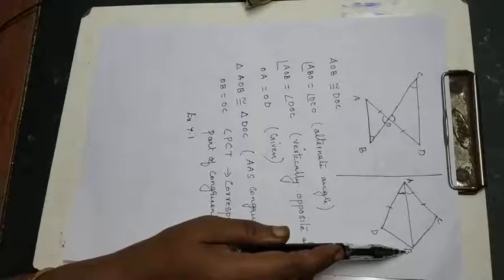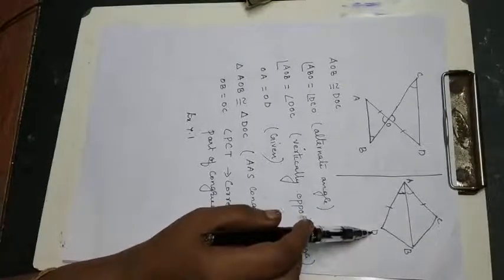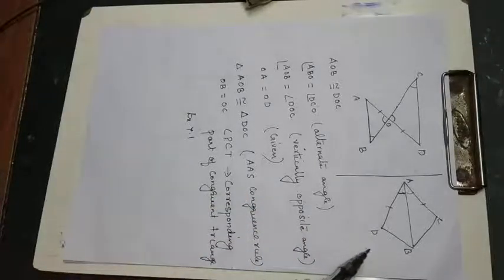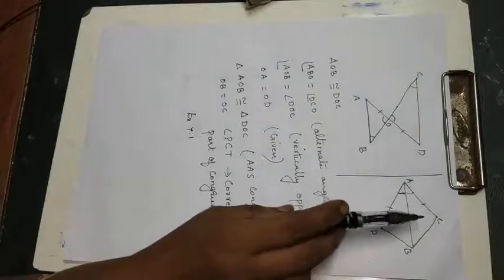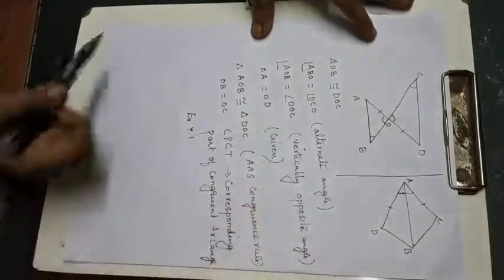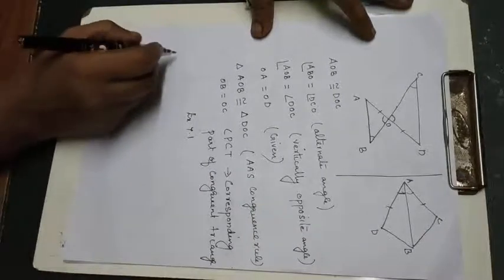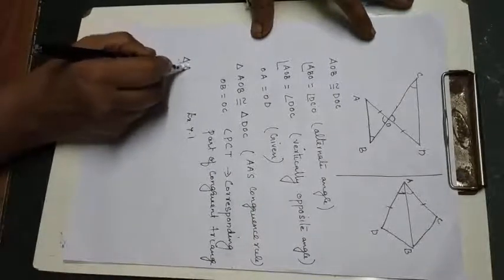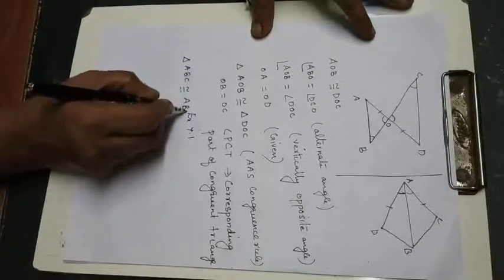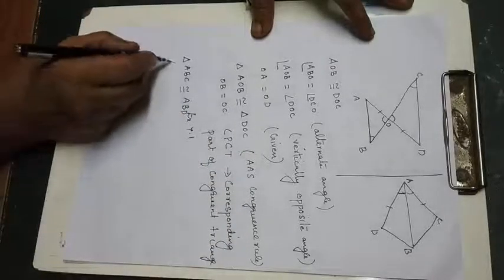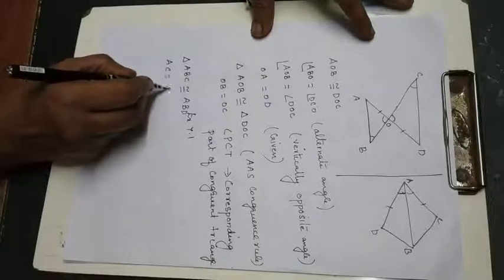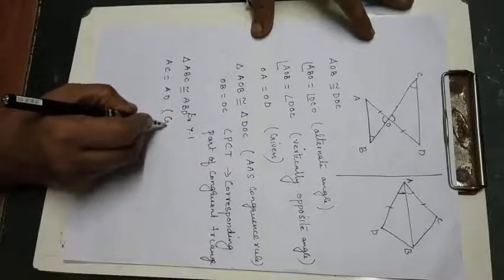Now can you take BC equal to BD? Yes, BC equal to BD, that is corresponding part of congruent triangle. So let us write that one. First we will write AC is equal to AD. So we are going to prove triangle ABC is congruent to triangle ABD. So side AC is equal to AD. Reason is given.